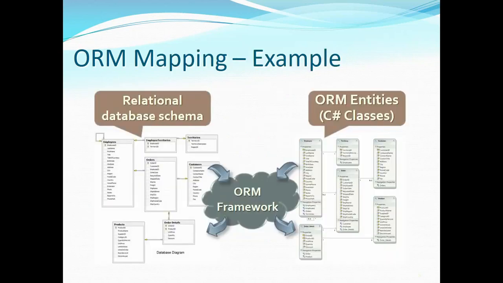Moving on, what is an example? You see that there's a diagram here. I know it's not so clear, but just look at that. One side is a database structure, the other side is a class diagram. One is a relational database schema, the other one is a class diagram. In this case specifically, it's an ORM entity, in other words, C# classes.